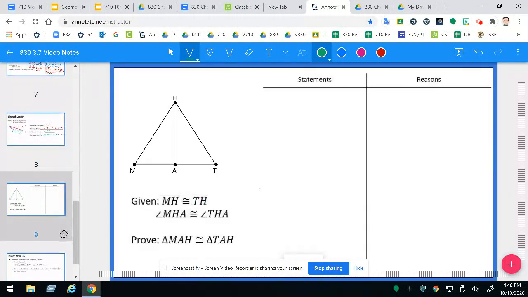All right, let's look at one more proof. Now, this proof might look familiar to you. We've done a very similar one in the past. So go ahead, pause the video, do this proof, and then we'll look at it together.